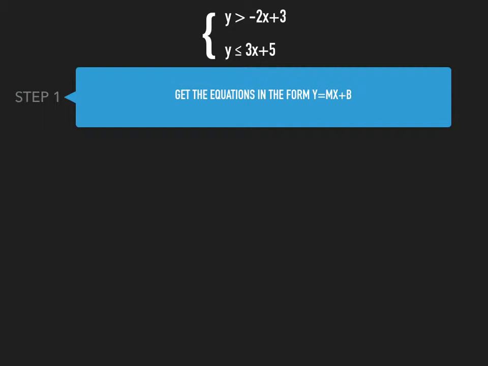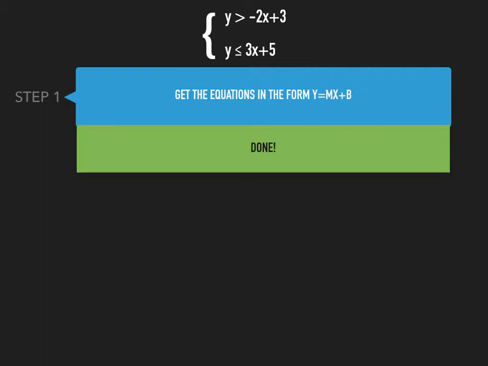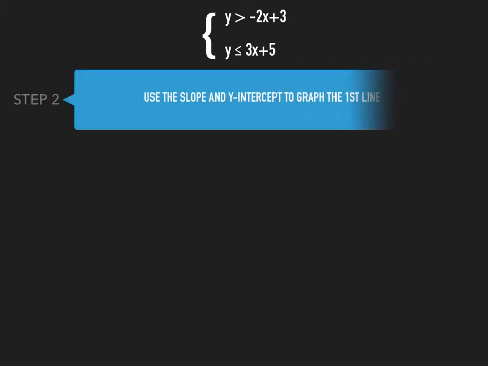So let's go ahead and go over an example. Our first step is to get the equations in the form y equals mx plus b. Note that in this example, that's already done. So let's move on to step 2. We're going to use the slope and y-intercept to graph the first line.